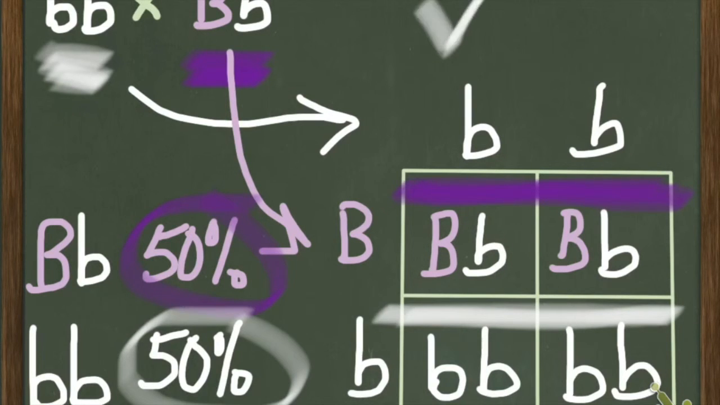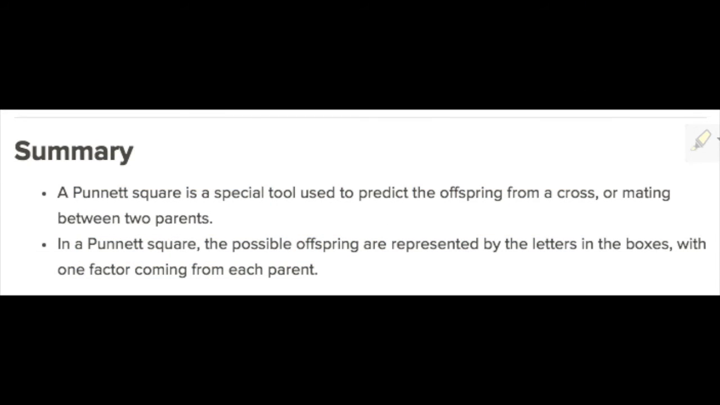Okay, so let's summarize. A Punnett square is a special tool used to predict the offspring from a cross, or mating between 2 parents. In a Punnett square, the possible offspring are represented by the letters in boxes, with one factor coming from each of the parents.